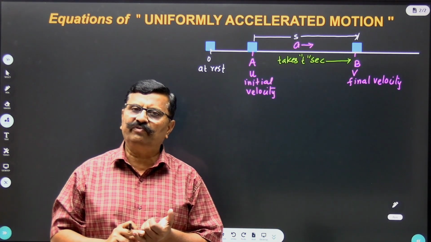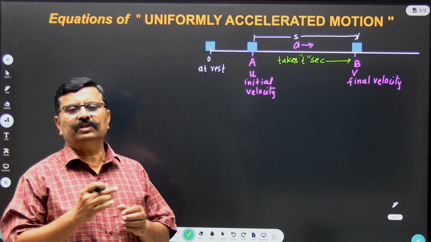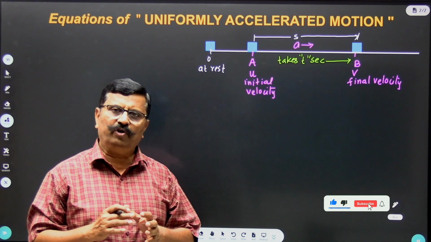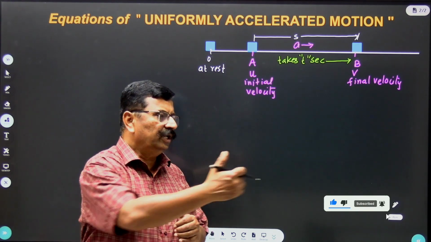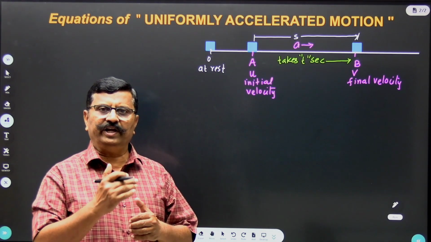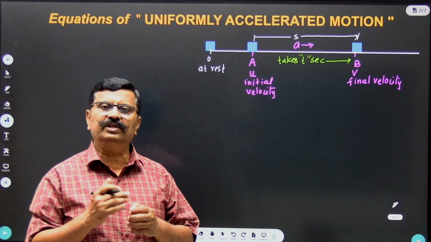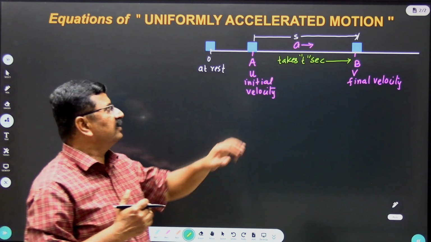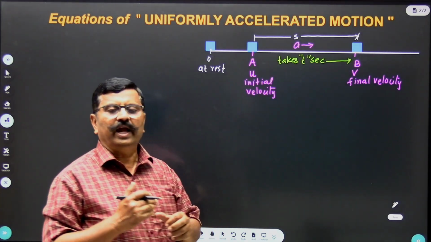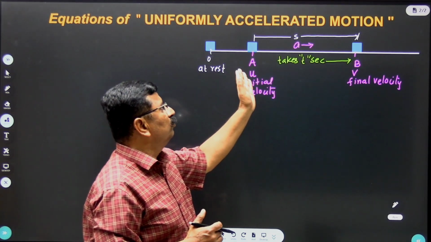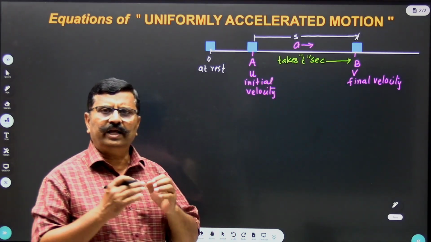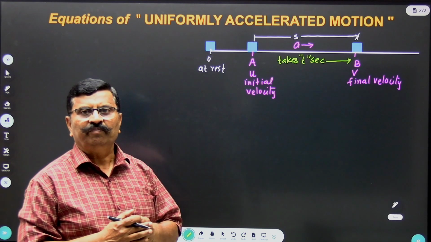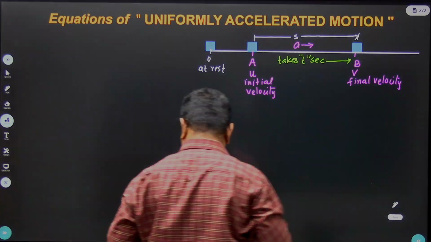So I'll repeat this. Let u be the initial velocity of the body, that means the velocity of the body at point A, because I am going to consider the motion of the body from point A till point B. So B is the final position, and v is the final velocity of the body. The body is accelerating with acceleration a uniformly, and the body takes t seconds to move from point A to B, and s be the distance between point A and B.